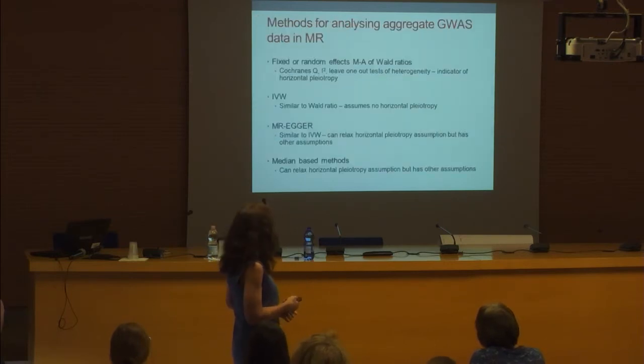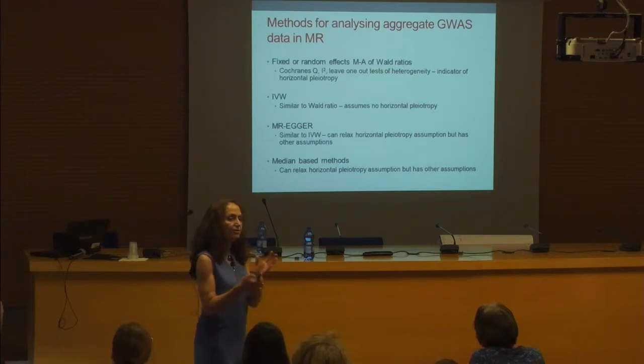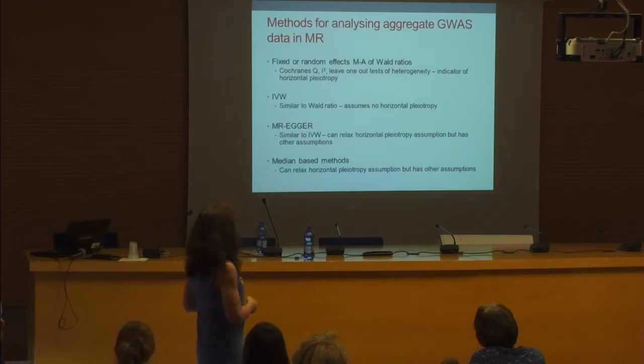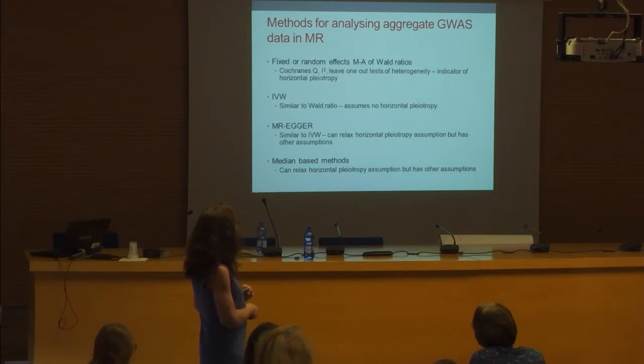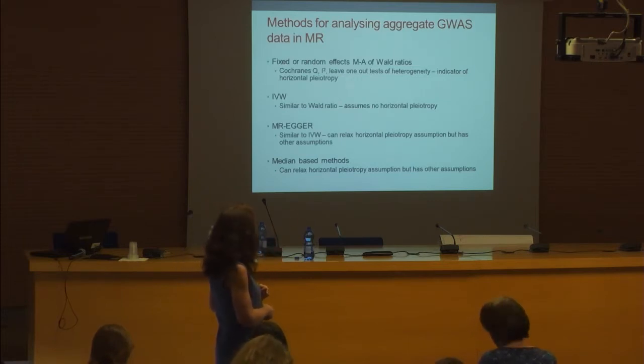So different forms of meta-analysis can be used, and many of these will be familiar to you if you do meta-analysis on randomized control trials. You can do either a fixed or a random effects meta-analysis of those Wald ratios, and then you can use Cochrane's Q statistic, the I-squared statistic, and leaving one out and redoing the meta-analysis, the same way that you do with randomized control trials.